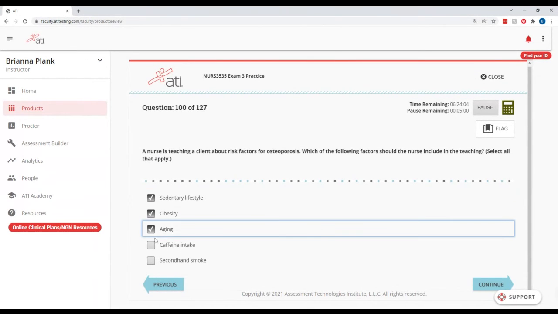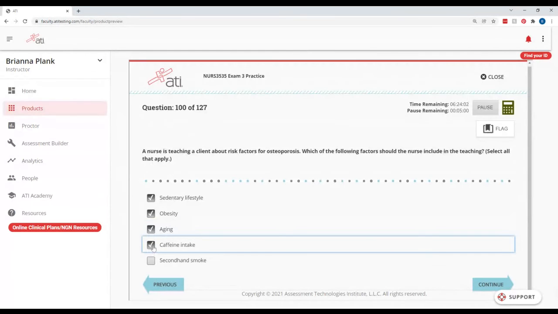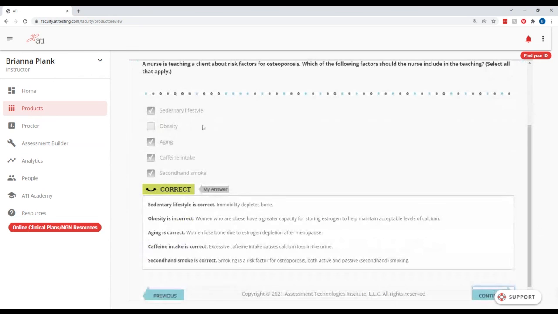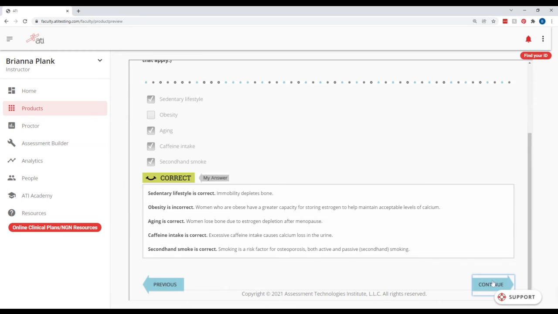I feel like we did this. This is different. Oh, secondhand smoke. Wait, that piece. Okay. So sedentary lifestyle we know is bad. Aging, just part of the normal. Yep, Kaylin, good job. Part of the normal aging process. Caffeine is bad for our bones. Secondhand smoke, also bad for us. Not as bad as smoking yourself, but we still don't want to be exposed.